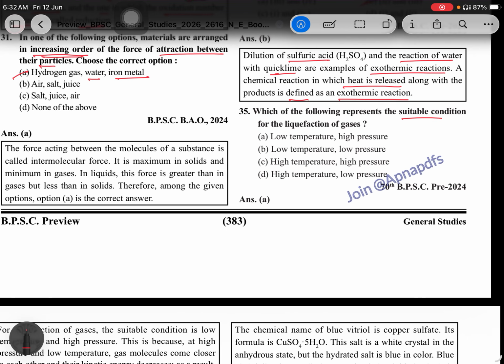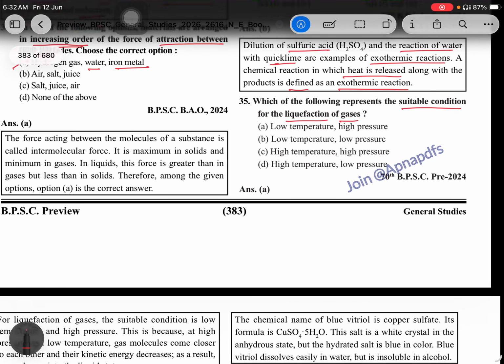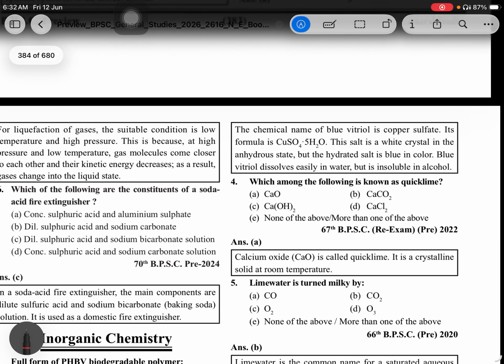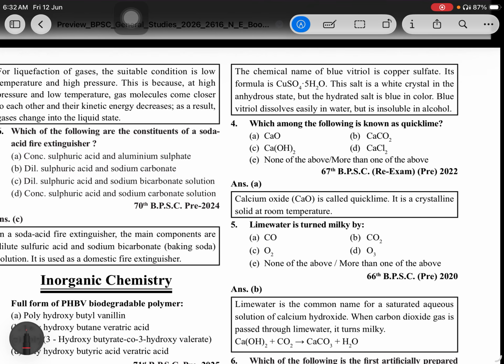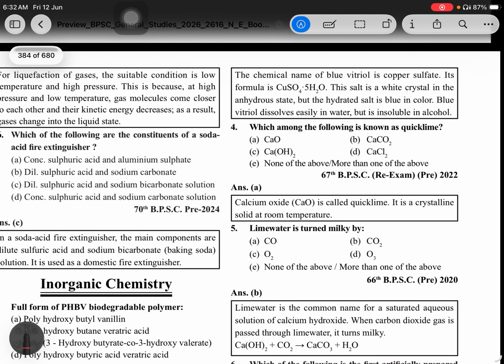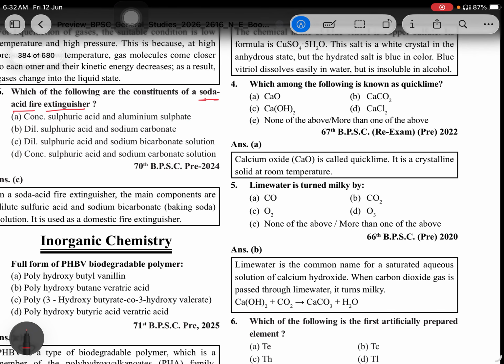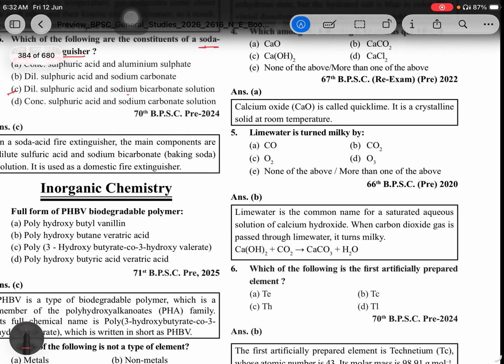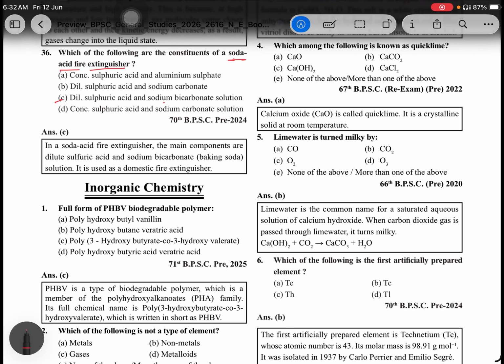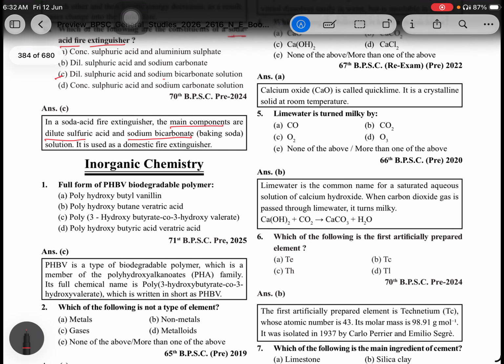Which of the following represents the suitable condition for liquefaction of gases? That is low temperature and high pressure. Which of the following are the constituents of a soda acid fire extinguisher? The correct option will be C. Dilute sulfuric acid and sodium bicarbonate solution. In a soda acid fire extinguisher, the main components are dilute sulfuric acid and sodium bicarbonate. Baking soda solution is used as a domestic fire extinguisher.